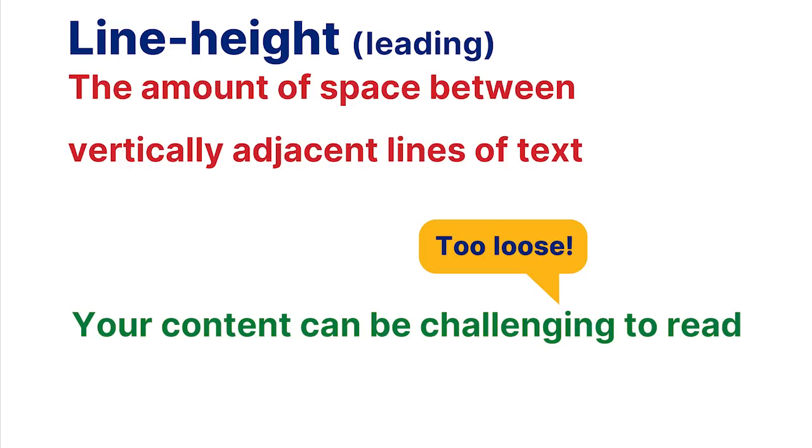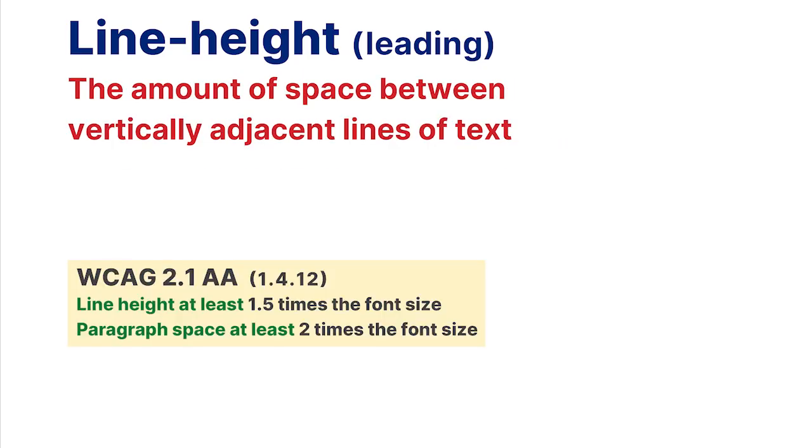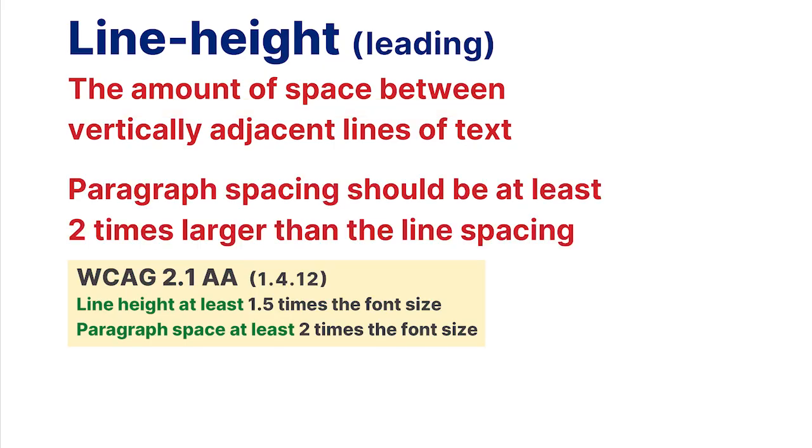The recommendation from WCAG 2.1 AA is at least 1.5 times the font size. Paragraph spacing should be at least 2 times larger than the line spacing. Providing spacing between 1.5 and 2 allows the viewer to start a new line more easily once they finish the previous line.